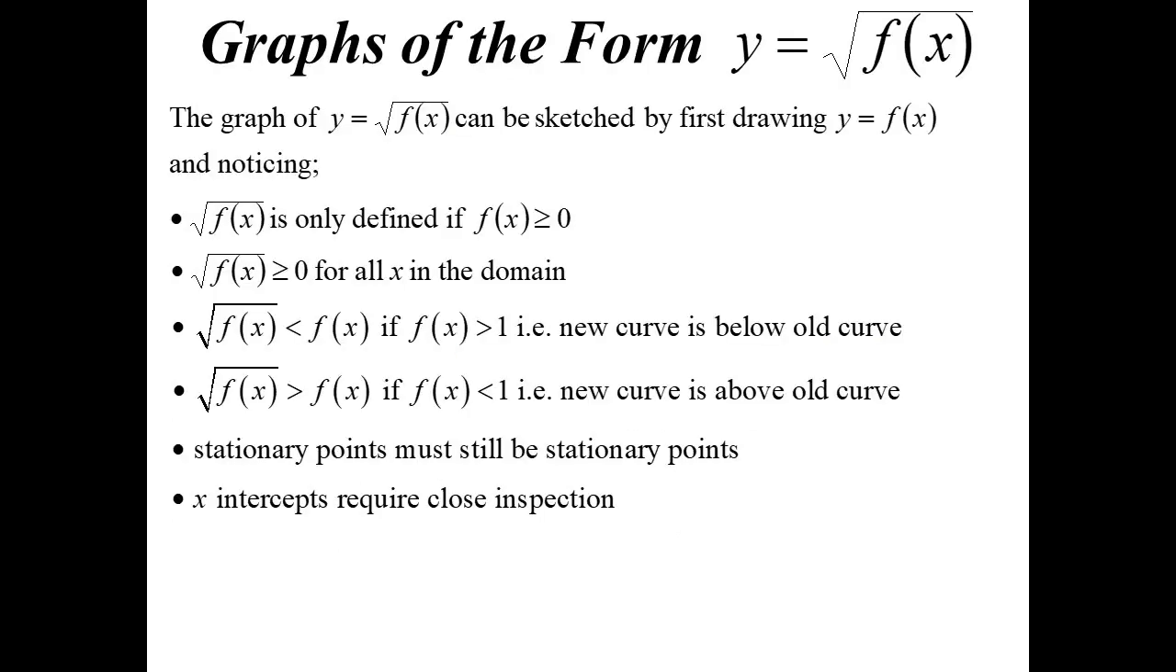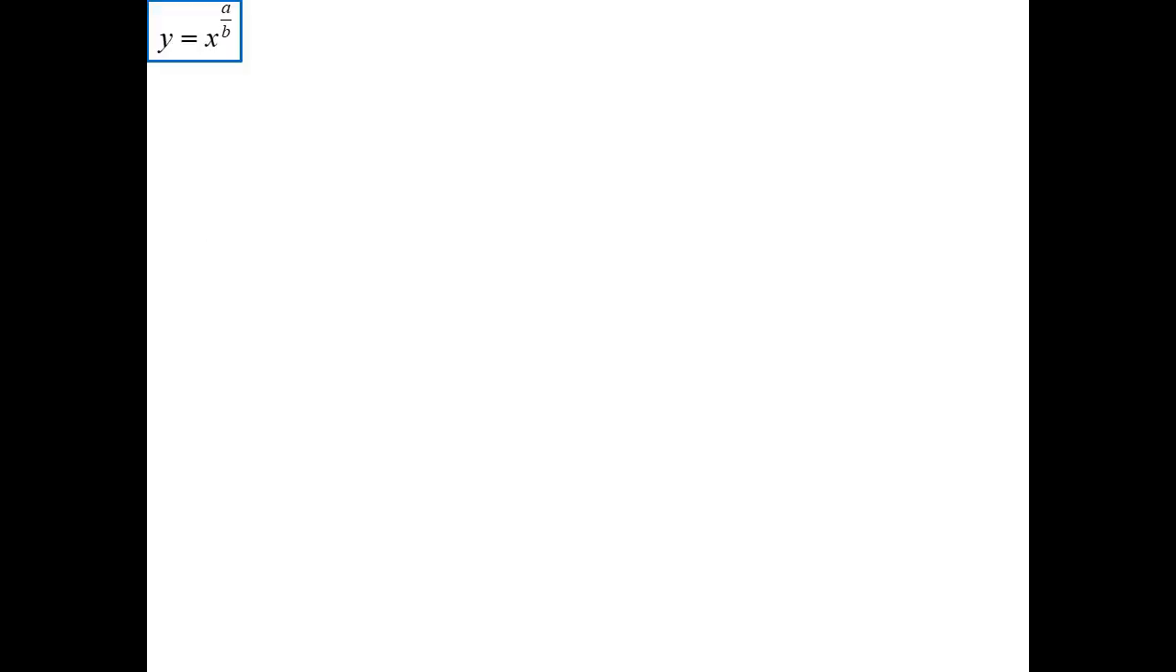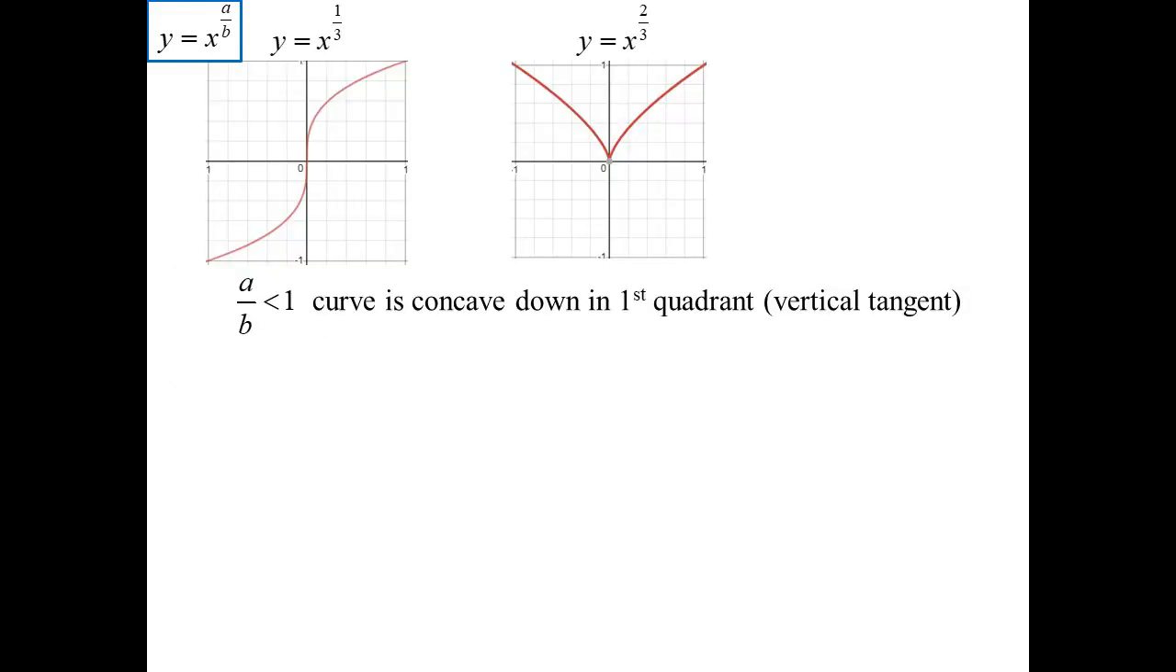Now the x-intercepts, this is where we've got to really look at these closely. What's happening at the x-intercepts in these graphs? So let me show you something. So y equals x to the power of some fraction a on b. The graphs become interesting and there is a pattern. So I'm doing where b is 3, so the cube root. There's y equals x to the power of a third, what it would look like. That would be x to the power of 2/3. The 3/3 obviously is power of 1.